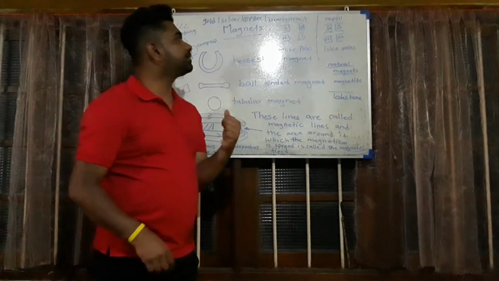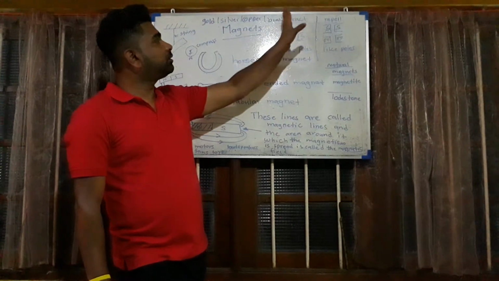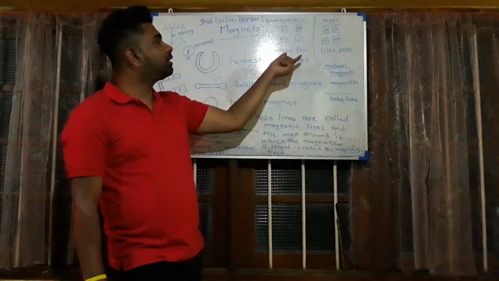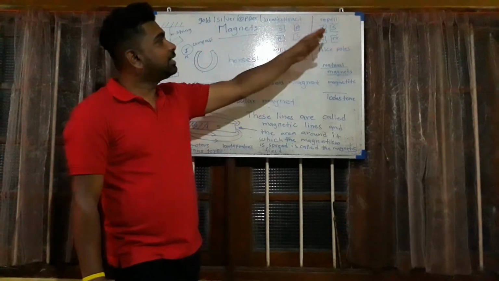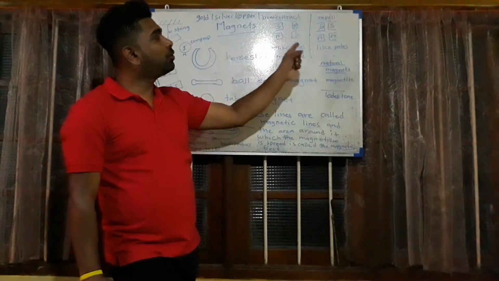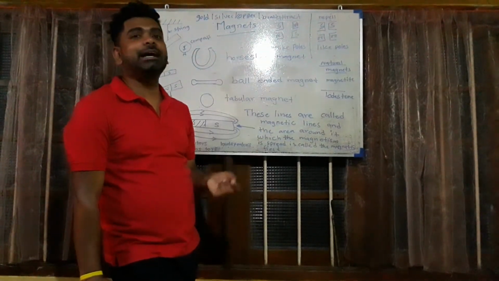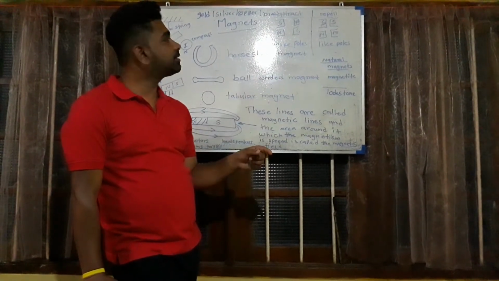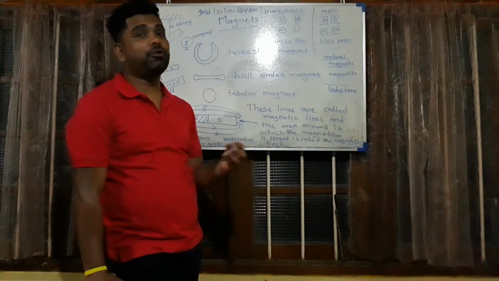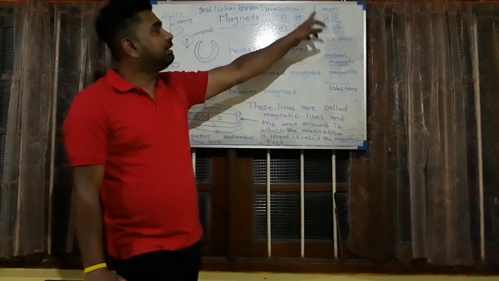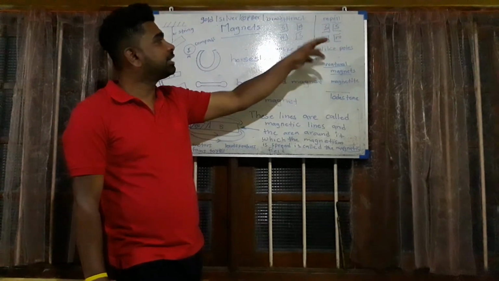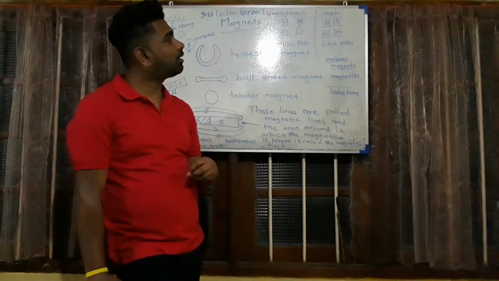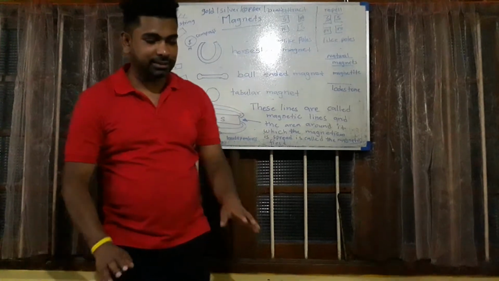So here you can see south pole, north pole, north pole, south pole. These are called unlike poles. Here south pole, south pole, north pole, north pole are called like poles. Remember children, unlike poles of magnets get attracted towards each other, but like poles of magnets repel away from each other, right?